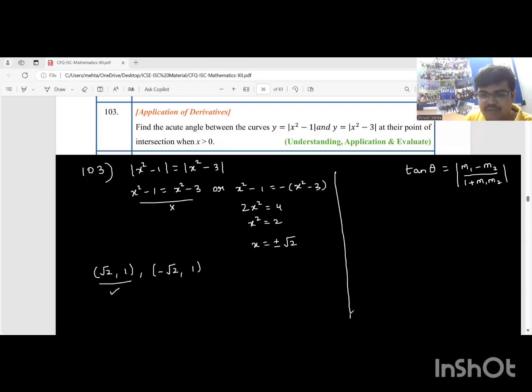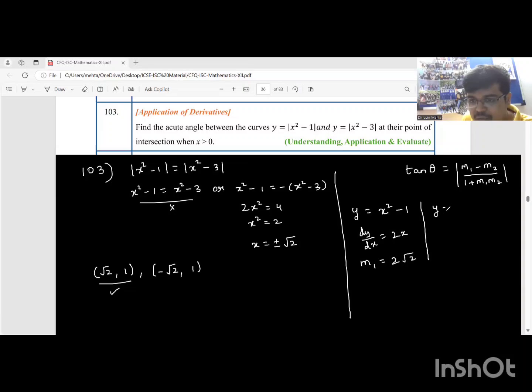So now, students, once we have the value of x, which is root 2, now we have to find the slope of both the lines, the curves. We have to find the slope of both the tangents. So students, for that, y is equal to mod of x² minus 1. Do you understand, students? When x is root 2, when you substitute, root 2 square is going to be 2. 2 minus 1 is positive, which means in the neighborhood of root 2, this function is going to be positive. So we'll take it as y is equal to x² minus 1. So the derivative is equal to 2x, which means the slope of the first tangent is 2 root 2, because x is root 2.